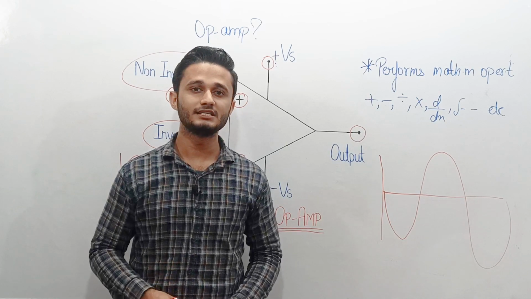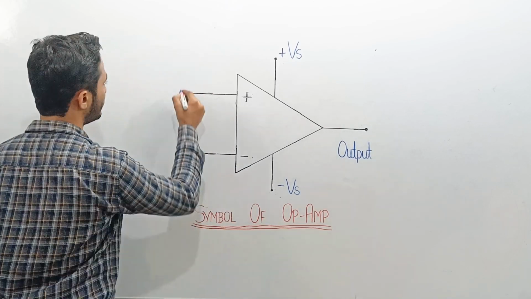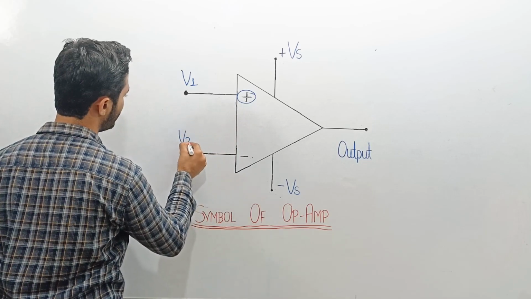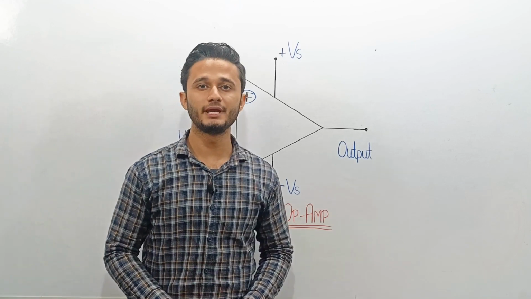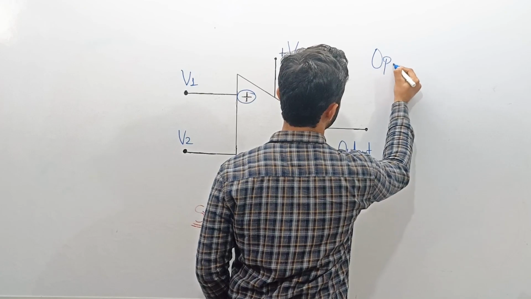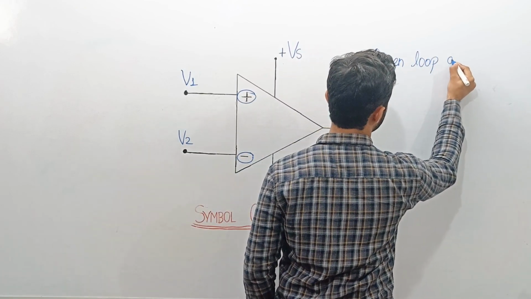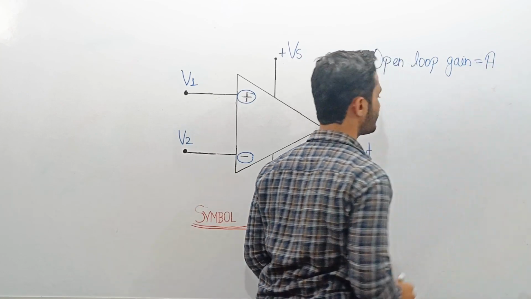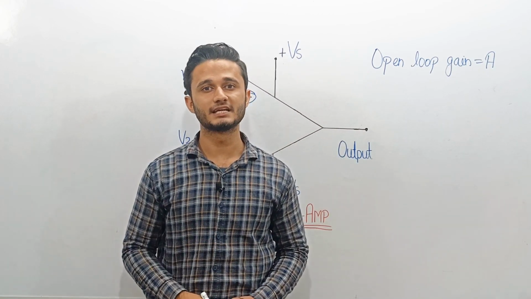Now, let's look at the expressions of the op-amp. Consider the diagram. Voltage V1 is applied at the positive terminal and voltage V2 is applied at the negative terminal. Suppose the open loop gain of this op-amp is A. By open loop gain, I mean the gain of this op-amp when no feedback is connected.